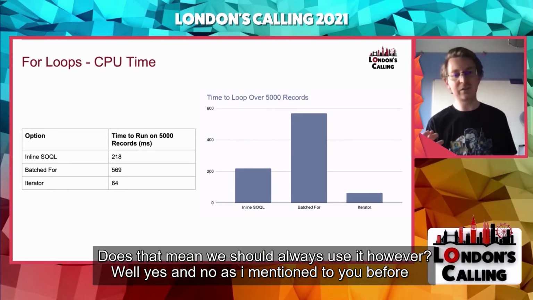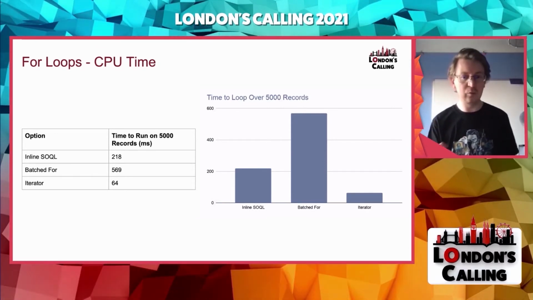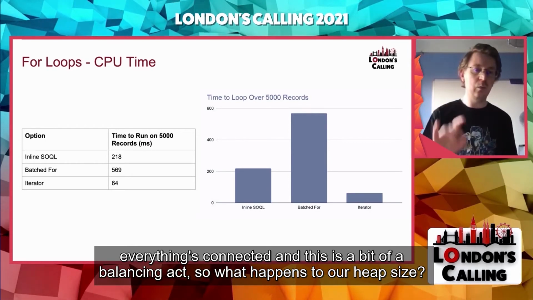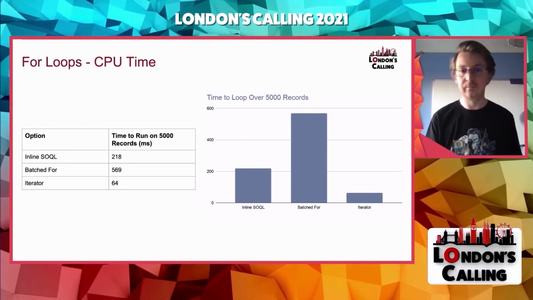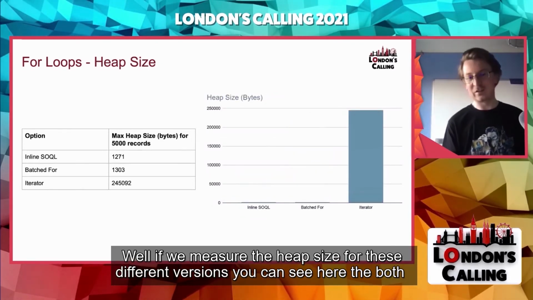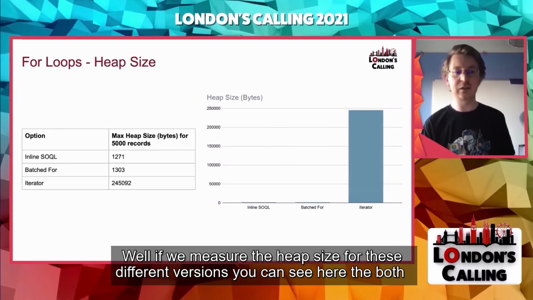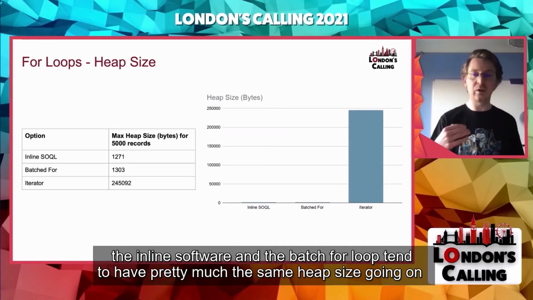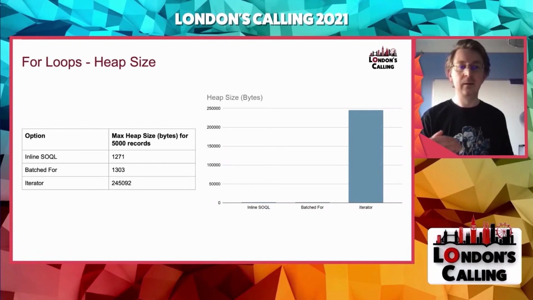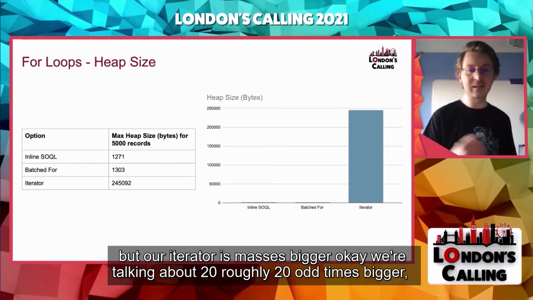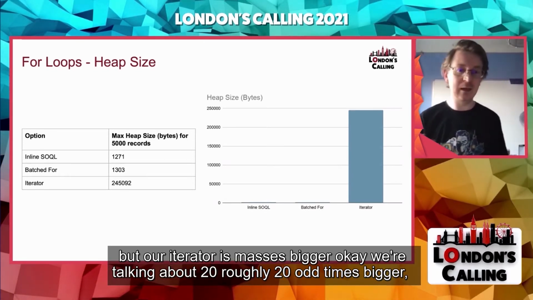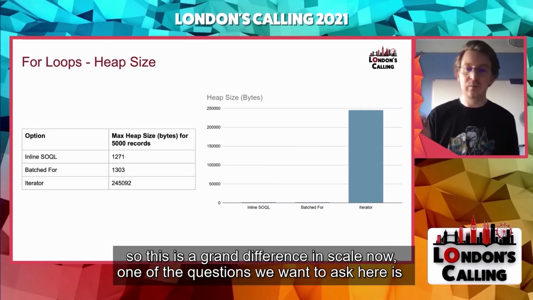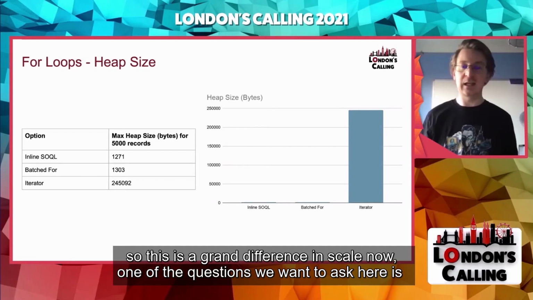Well, yes and no. As I mentioned before, everything's connected and this is a bit of a balancing act. So what happens to our heap size? If we measure the heap size for these different versions, you can see that both the inline SOQL and the batch for loop have pretty much the same heap size, but our iterator is massively bigger. We're talking roughly 20-odd times bigger. So this is a grand difference in scale.